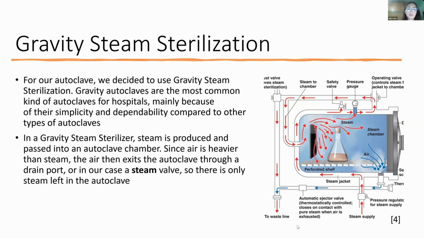For our autoclave, we have decided to use a gravity steam sterilization. Gravity autoclaves are the most common kind of autoclaves for hospitals because of their simplicity and dependability compared to other autoclaves. In a gravity steam sterilizer, steam is produced and passed into an autoclave chamber. Since air is heavier than steam, the air then exits the autoclave through a drain port, or in our case, a steam valve. So there is only steam left in the autoclave.